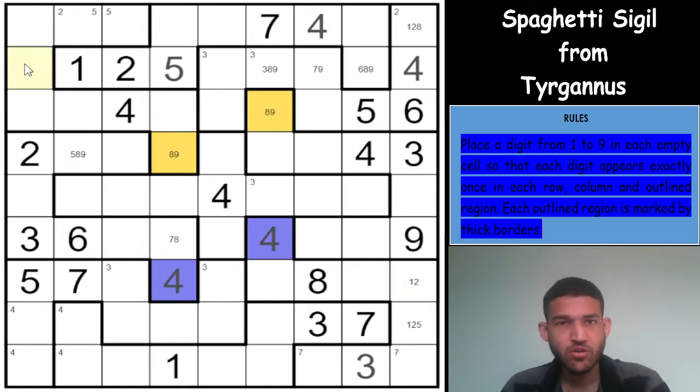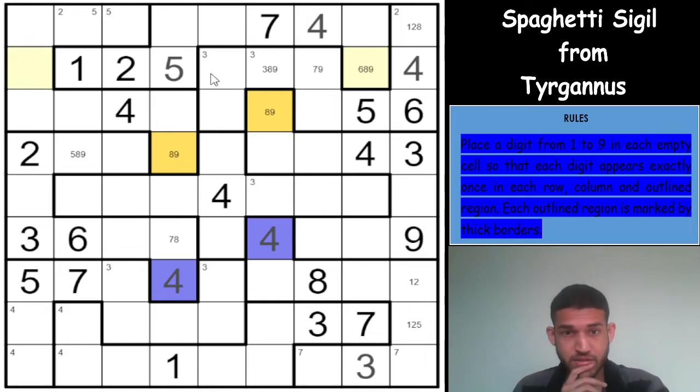So 6 in row 2 is either going here or here. Just two options because of this 6, 3 cells are eliminated. So 6 is either here or here. And it is not easy to deduce where it goes.